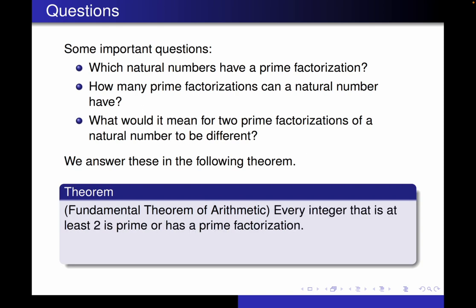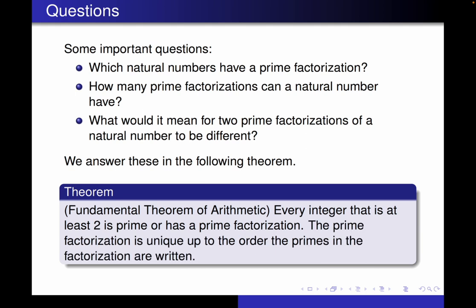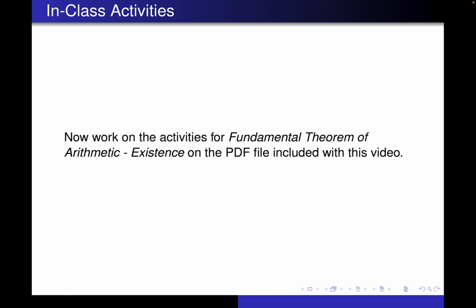So here's how this one goes. Every integer that is at least 2 is prime or has a prime factorization. That's the first part of it. That's actually what we call the existence part of the fundamental theorem of arithmetic. Every integer that is at least 2, a prime factorization exists. But then, the prime factorization is unique up to the order of the primes in which the factorization is written. In other words, if we take a prime factorization and just write the same prime factorization by writing the primes in a different order, we don't count that as different.